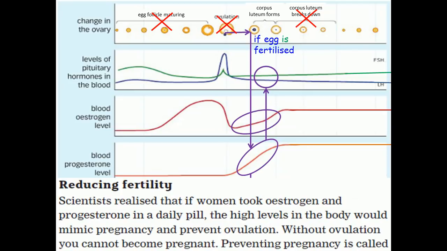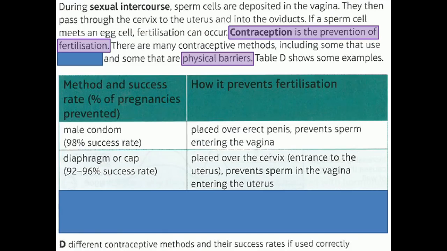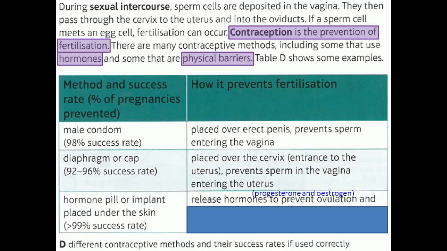And then scientists use that information. They understand that if the female's body does this naturally, then we can mimic that using a pill that contains progesterone and give it to females who don't want to get pregnant. So the progesterone is given to females, and that progesterone inhibits FSH and LH. Because it inhibits FSH and LH, an egg follicle can't mature or be released. And that prevents pregnancy, which is known as contraception. So that is a hormonal method of contraception, where you use progesterone hormones in a pill that prevents ovulation.